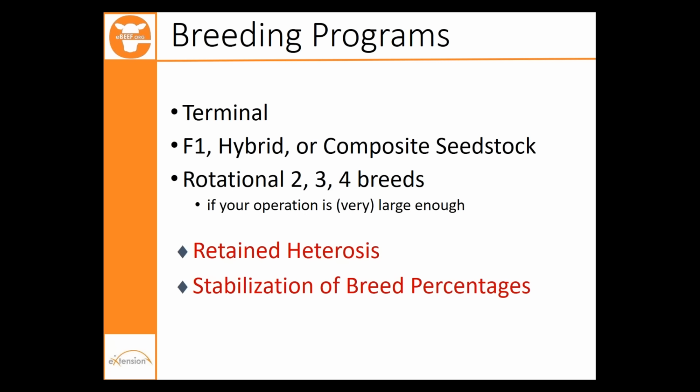The 2 overriding goals, though, in any of these breeding programs are capturing as much retained heterosis in your cows as you can, and then likely stabilizing breed percentages so that all the calves that come out of one part of the system are very homogeneous in terms of their breed percentages, and that'll add to the value of those calves in terms of their uniformity in type and kind.